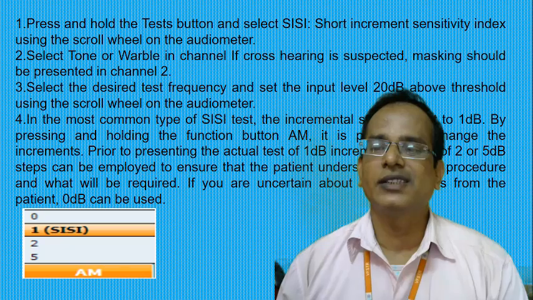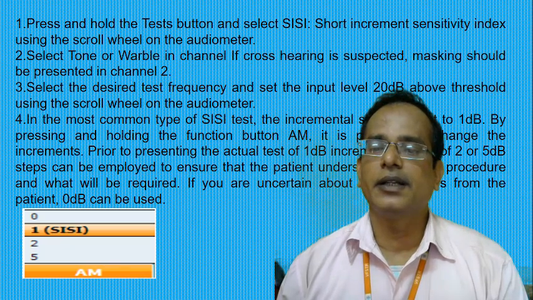If cross hearing is suspected, masking should be presented in channel 2. Third step, select the desired test frequency and set the input level to 20 dB above the threshold using the scroll wheel on the audiometer. Fourth step, the most common type of SISI test: the increment steps are set to 1 dB by pressing and holding the function button, and it is possible to change the increment.